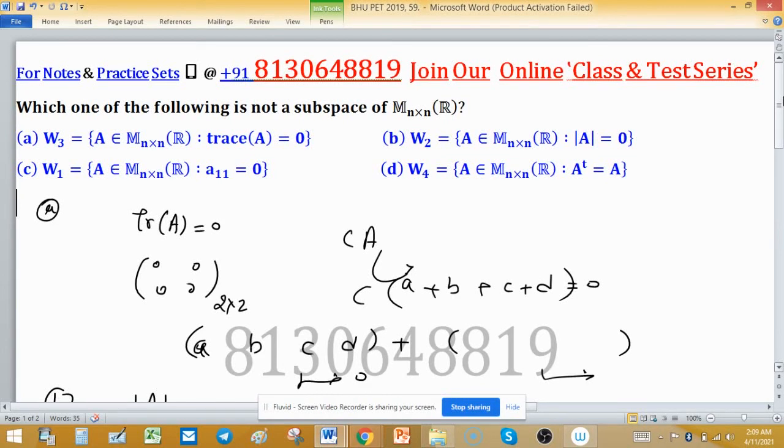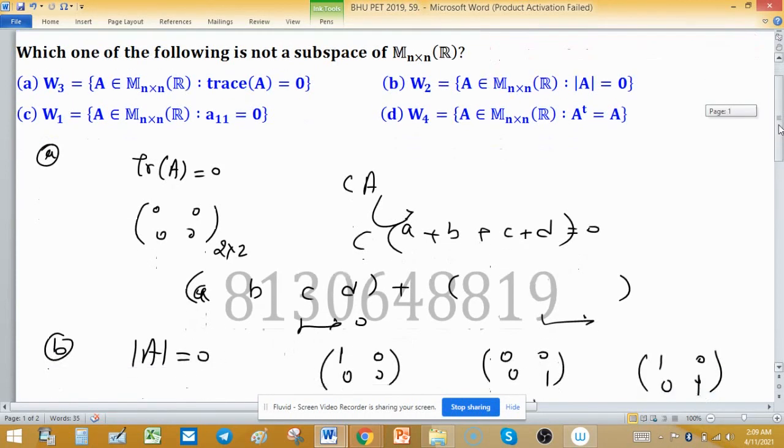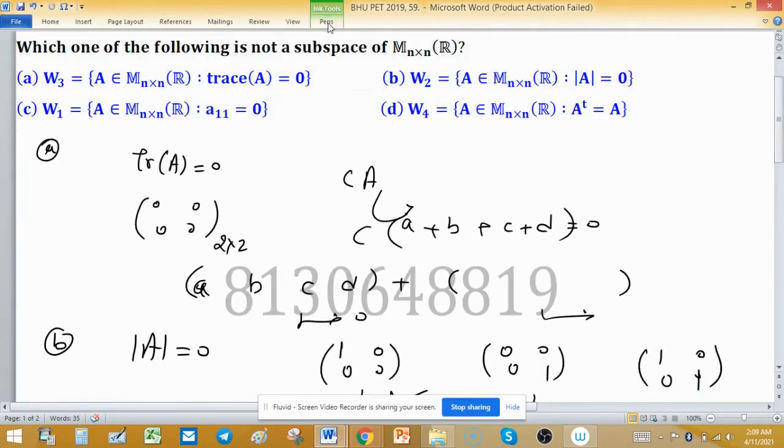Now let's see options C and D. If any element is in W3, then the first element, or first pivot position, meaning the A11 entry, is 0. Then in the zero matrix the first element is also 0, and in the sum also, on the principal diagonal. So W1 is also a subspace. Now W4, which is option D.